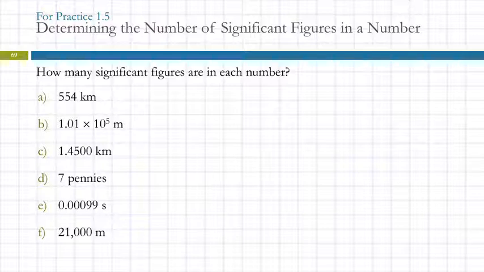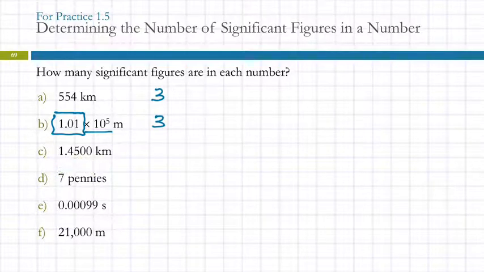Let's practice. Identify the number of sig figs in these measurements. So 554 kilometers. How many sig figs? 3. That one should be relatively easy because there's no zeros in it. 1.01 times 10 to the 5th meters, 3. So in scientific notation, all the digits in this first part of the number are significant, and these are all placeholders. So scientific notation makes things easier. 1.4500 kilometers, 5. Trailing zeros with a written decimal point, we're going to count those. So that's 5.